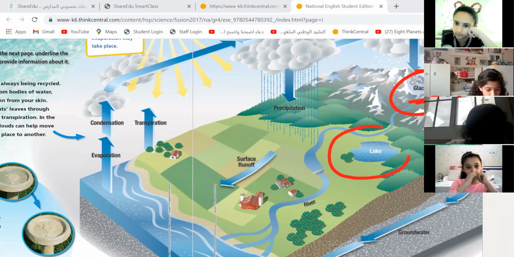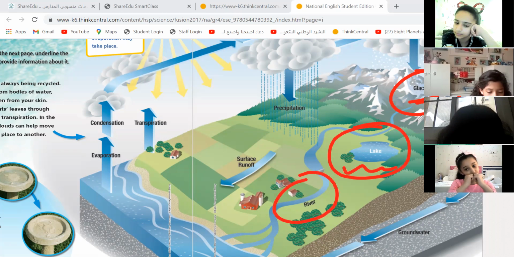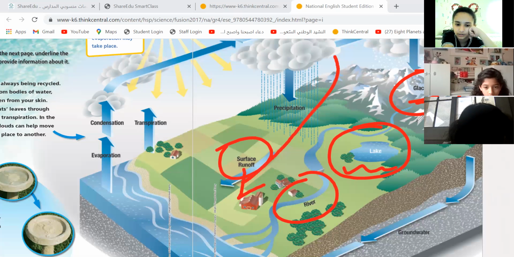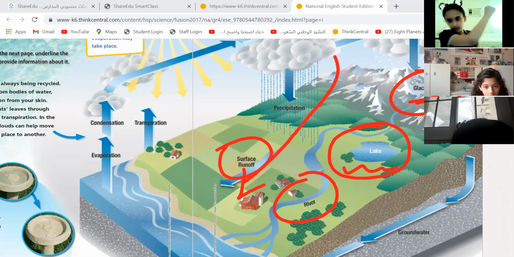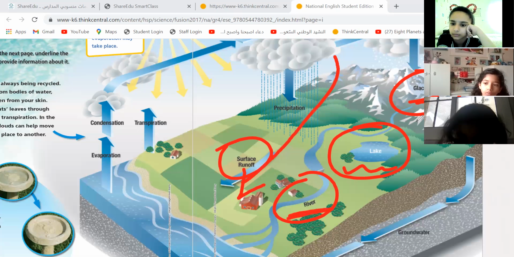Down below, if it's only water, what can it form? A lake, also a river. All of this water coming from up to down, we call it surface runoff. So surface runoff means what? When the water falls from the sky, it comes down to earth as surface runoff. It can be a glacier, lake, or river.